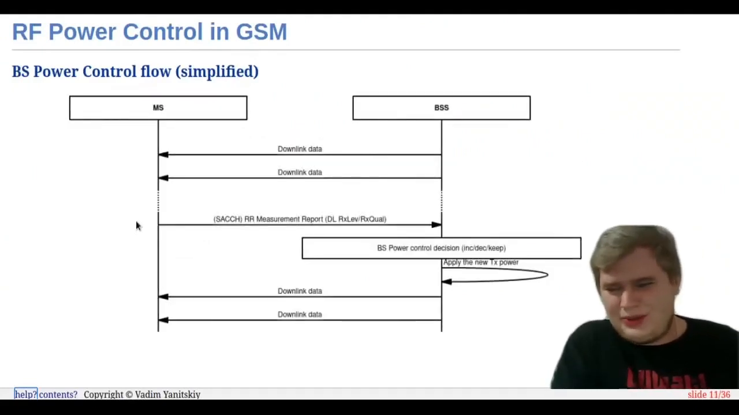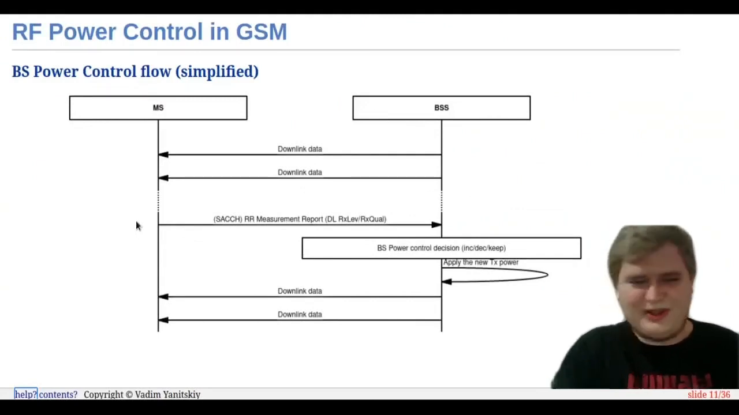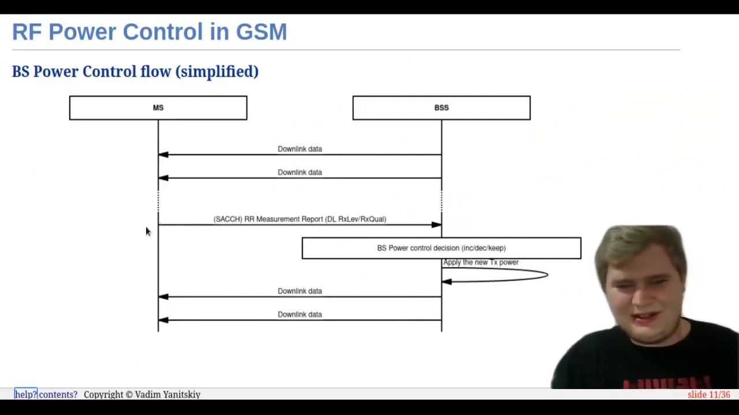With BTS power control, the diagram might look a bit more complicated, but actually it's a lot simpler. So BSS is sending downlink data. MS performs measurements of downlink data and sends the measurement reports on dedicated channel. And based on that, the BSS performs power control decision and adjusts the transmission power on its side. So after that, it's sending downlink blocks with either decreased or increased power level, or keeps it if it's sufficient.